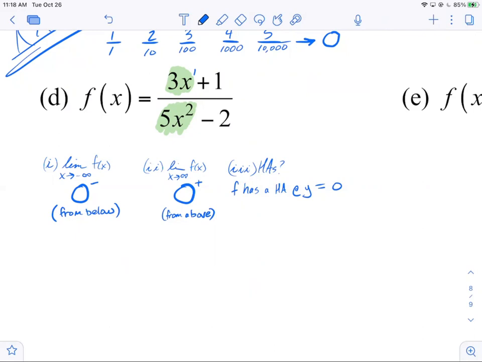But is it even a race? No, because they have forever to try to get there. These types of functions actually will not cross their horizontal asymptote. They'll get closer and closer to 0, but they'll never actually reach it, okay?